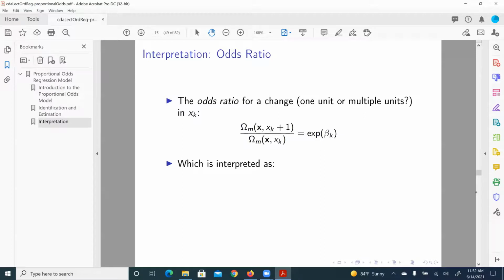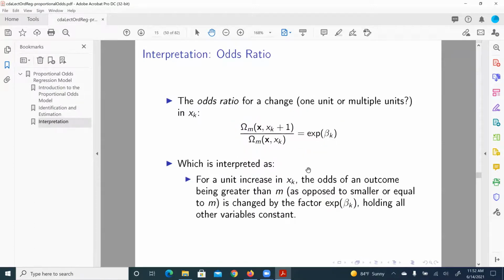So this again is the result we got from our last slide. So how do we interpret this result? Well, we're going to say for a unit increase in xk, where this is the slope coefficient for xk, the odds of the outcome being greater than m, as opposed to smaller or equal to m, is changed by a factor of e raised to the power of beta k, holding all other variables constant.